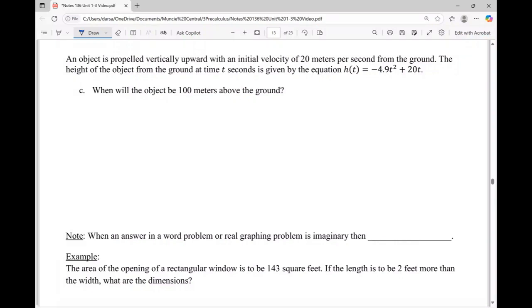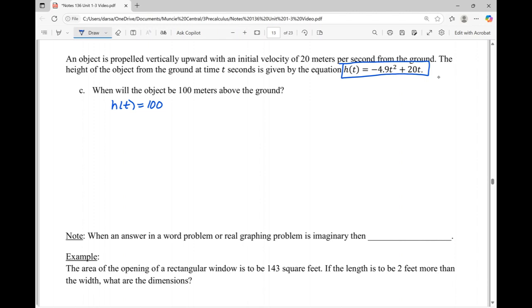We're working on a projectile motion question where the height of an object that has been thrown up into the air is given by this equation, negative 4.9 t squared plus 20t, at any time t seconds while it is flying in the air. Our third part asks, when will the object be 100 meters above the ground? So in this case, we are given that our height is going to be 100 meters.